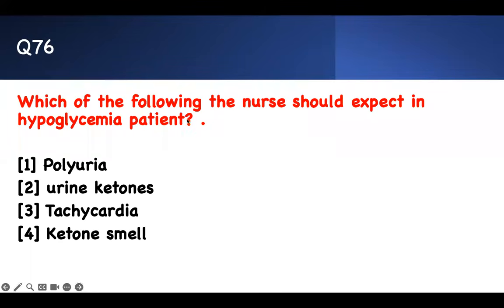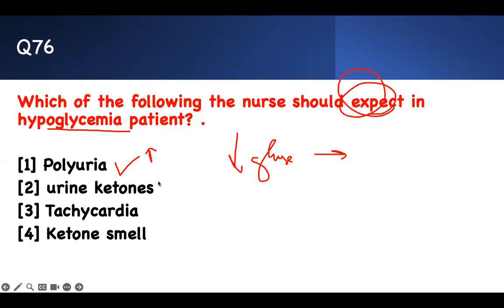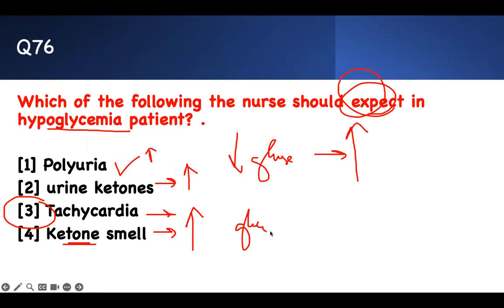76. Which of the following would you expect as an expected finding in hypoglycemia? Your sugar is low. Your body is not going to be happy. We try to increase it. You're not going to pee a lot when your sugar is high. You will not have ketones when your sugar is high. You're not going to have tachycardia. You sure? Yes. Your body will be not happy. Everything will go up. You have ketones when your sugar is high, but when you have hypoglycemia, no ketones.